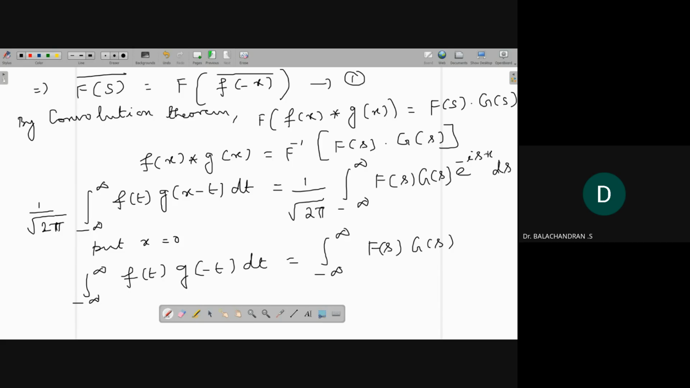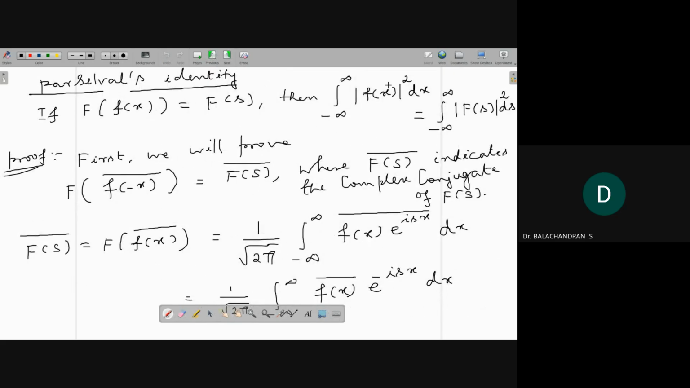So x is equal to 0 and this is 1 into gs. Okay, so now this is a step. I call this equation number 2. So now what we need to do, first let me recall what we need to prove.